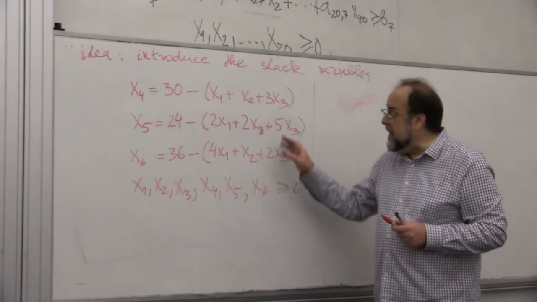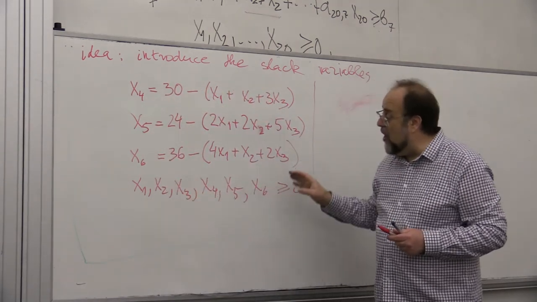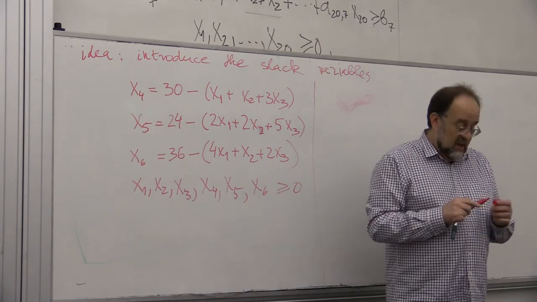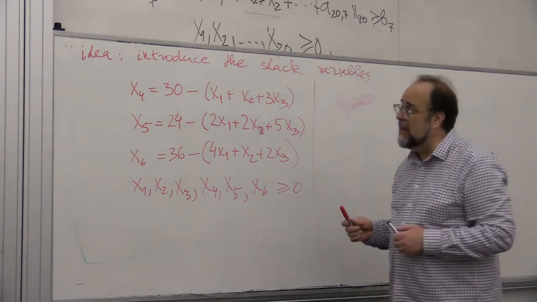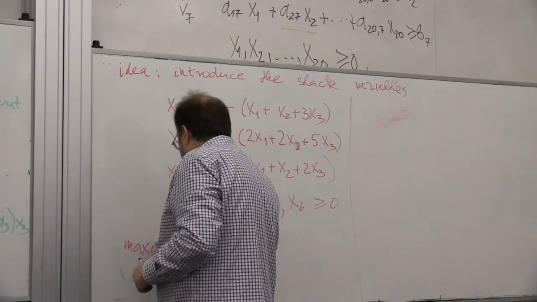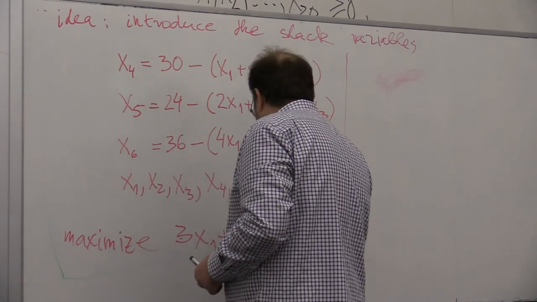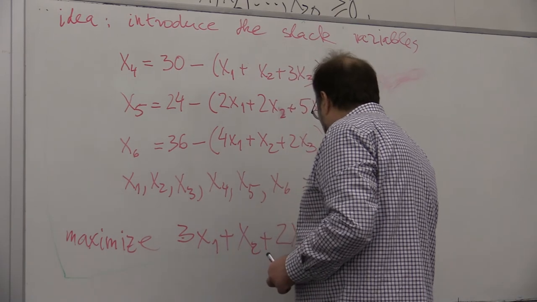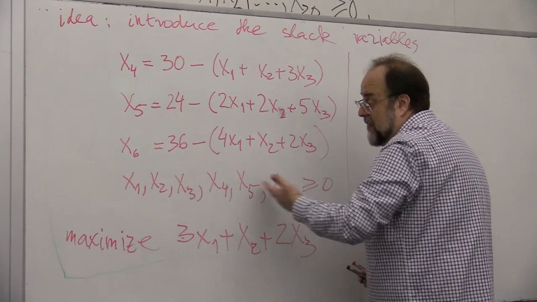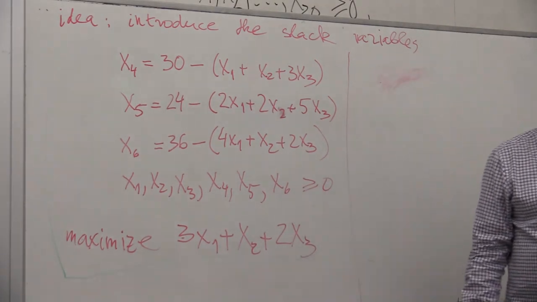Okay, so any vector of length 6 that satisfies these equalities and this inequality is called a feasible solution. So a feasible solution is not necessarily something that maximizes this. And we have to maximize whatever we had there, 3x1 plus x2 plus 2x3. So something is a feasible solution not if it maximizes this, just if it satisfies these equalities and this inequality, which is equivalent to these initial inequalities being satisfied. So that's called a feasible solution.